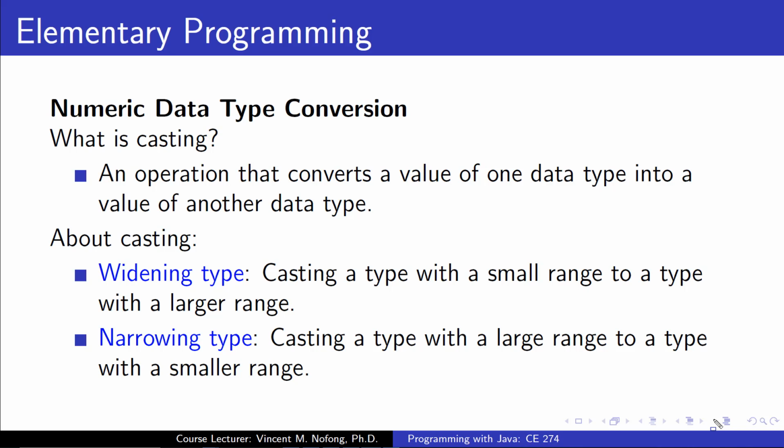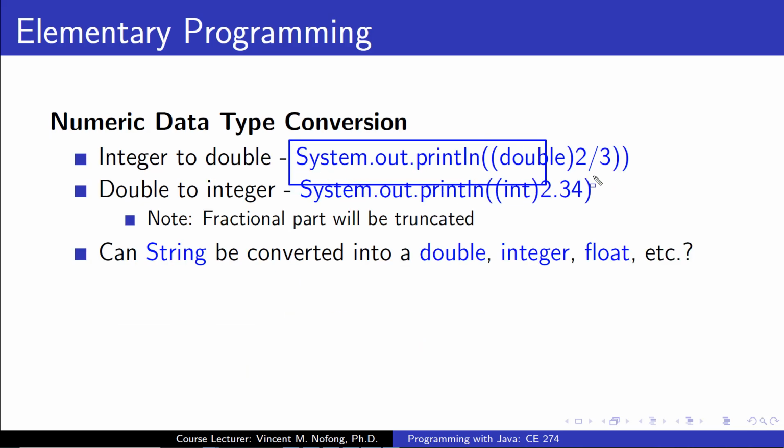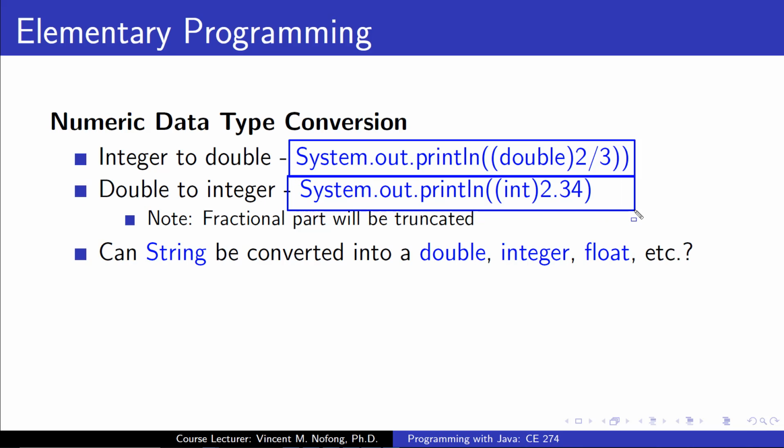If we are doing this conversion from one data type to another, we are either going to employ the widening type of casting or the narrowing type of casting. In the widening type of casting, the conversion is from a small range to a larger range, whilst in the narrowing type of casting, the conversion is from a wider range to a smaller range. For example, this conversion from integer to double is using the widening type of casting, whilst this conversion from double to integer is using the narrowing type of casting.